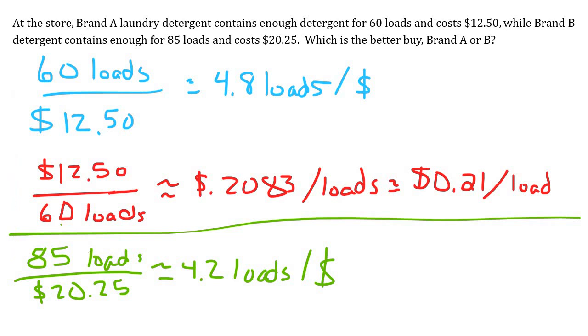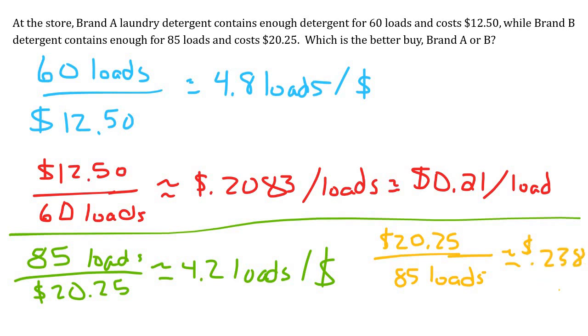And then likewise, we're expecting the brand A to have a cheaper dollar per load. So let's find out and make sure. So this time we're going to say $20.25 for 85 loads. That gives us about $0.238 per load. Sorry that I'm running out of room there. And then round it to the nearest penny is going to give us 24 cents per load.